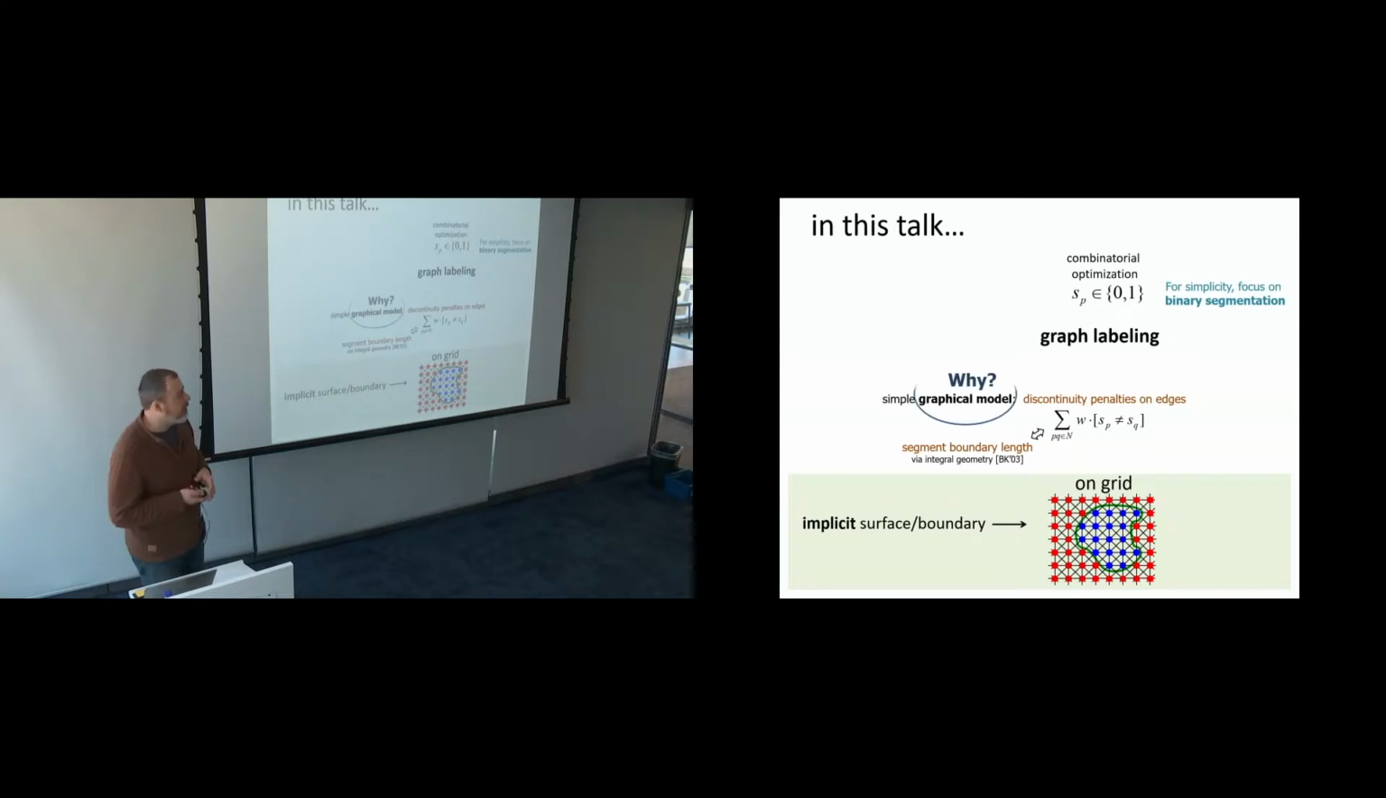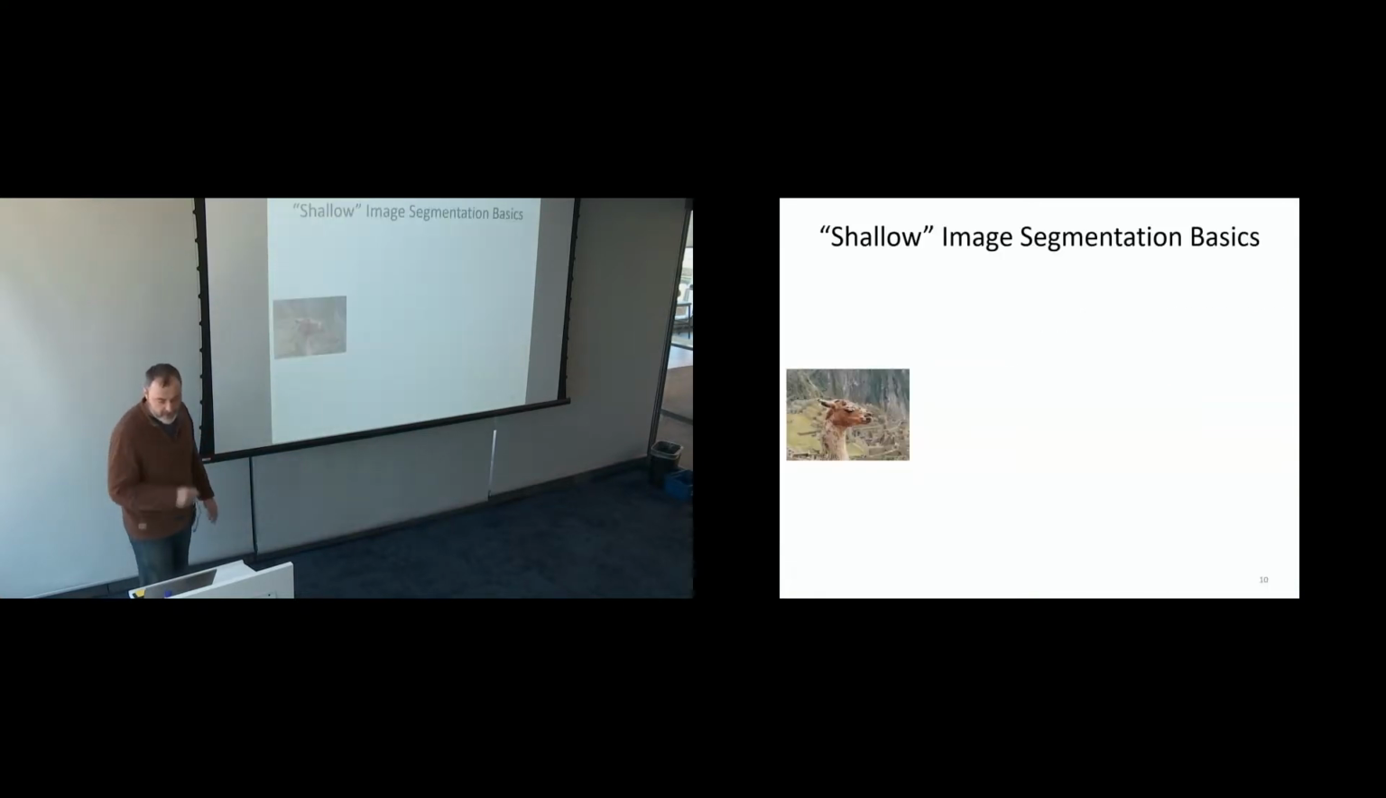But the question I'd like to ask is why do we need those graphical models? So what do they give us? Even this simplistic example needs explanation. Why do we need this? Let me give you a simple example to get the gist of what shallow segmentation is about. So this is a toy example. I want to extract this object from the background.